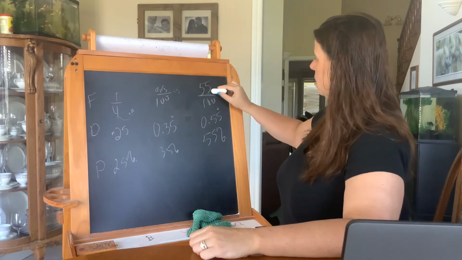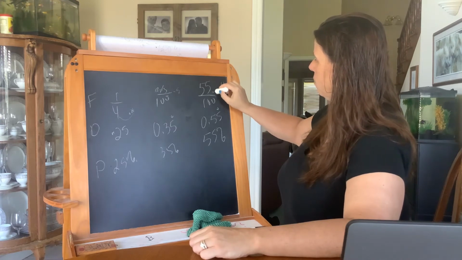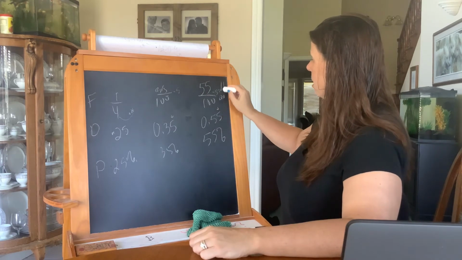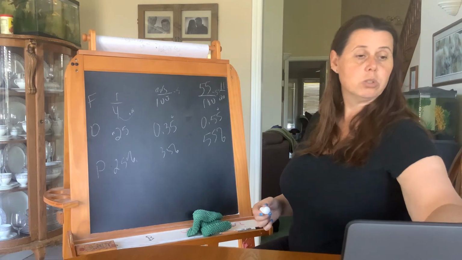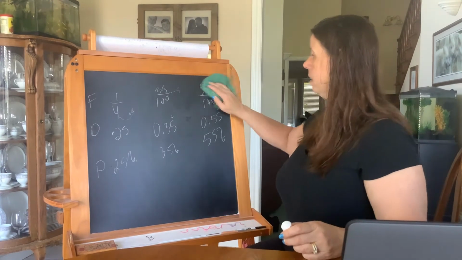I see 5's and zeros, so I'm going to divide by 5. So I end up with 11 on top. 11 times 5 is 55. And 5 goes into 100 20 times. So 11 over 20. Okay? Pause the video. Go do number 1. Fill in that chart. Okay.